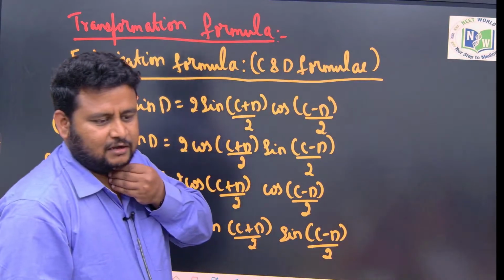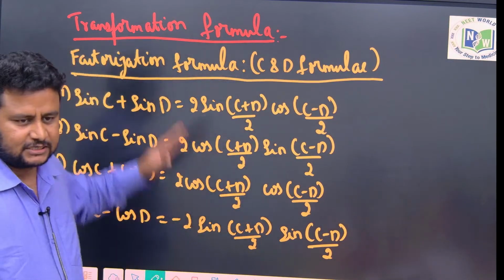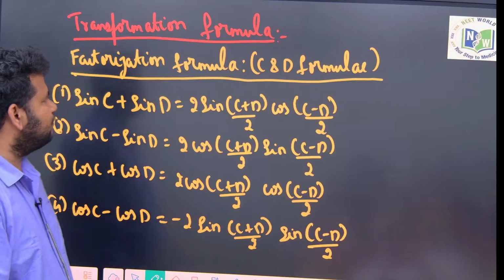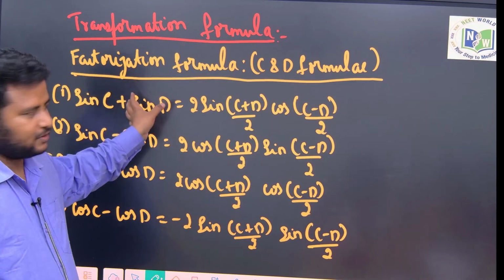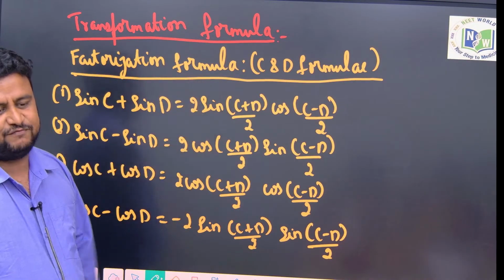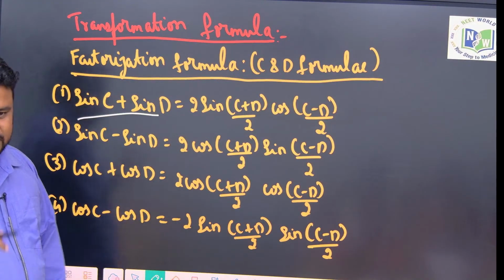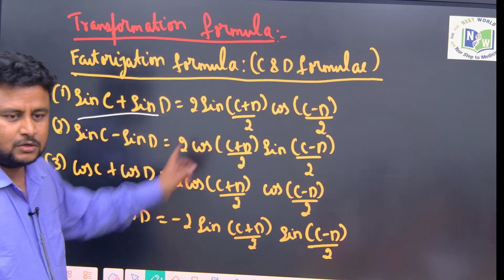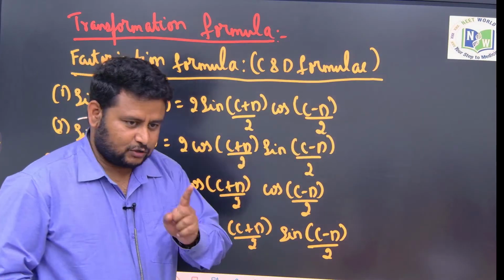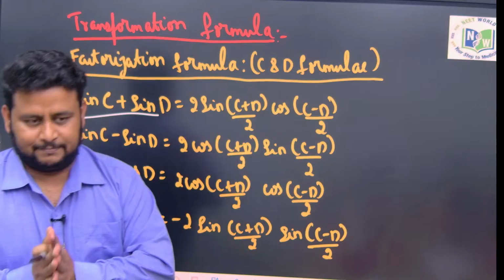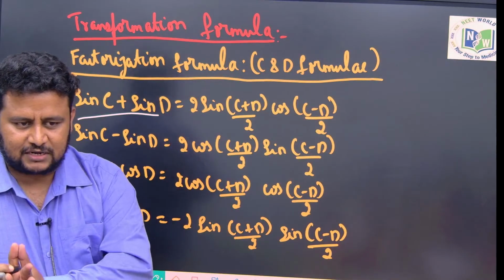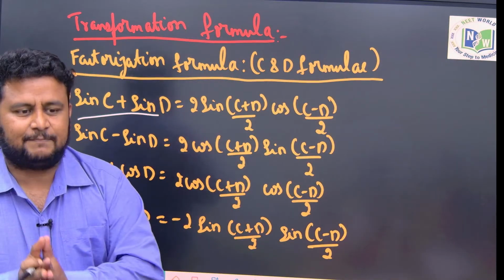Transformation formula. Based on this we have already solved the question, but let us go through the concept again. Transformation formula is also called as factorization formula, and it is also called as C and D formula. That is, if you have sin C plus sin D, it is what? 2 sin C plus D by 2 cos C minus D by 2. I told you, whenever sin will come, either cos will come or sin will come, but it will never combine.